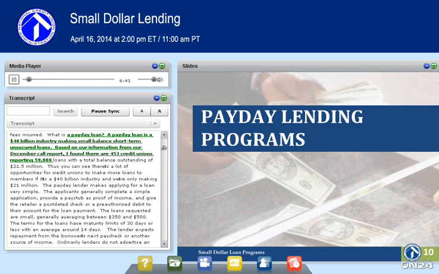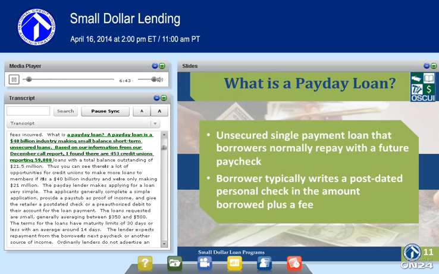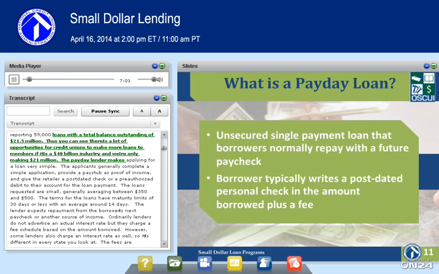What is a payday loan? A payday loan is a $40 billion industry making small balance, short-term unsecured loans. Based on our information from our December call report, I found there's 453 credit unions reporting 59,000 loans with a total outstanding balance of $21.5 million. Thus, you can see there's a lot of opportunity for credit unions to make more loans to members if it's a $40 billion industry and we're only making $21 million.